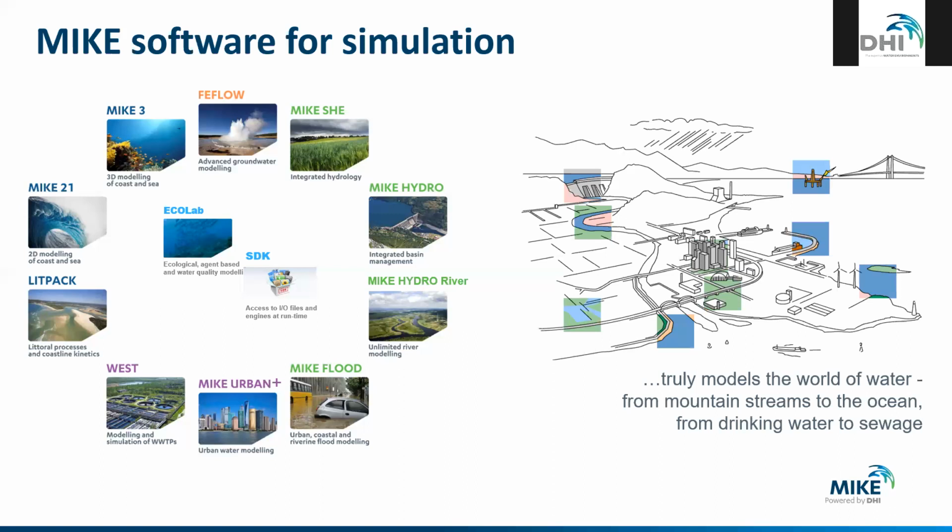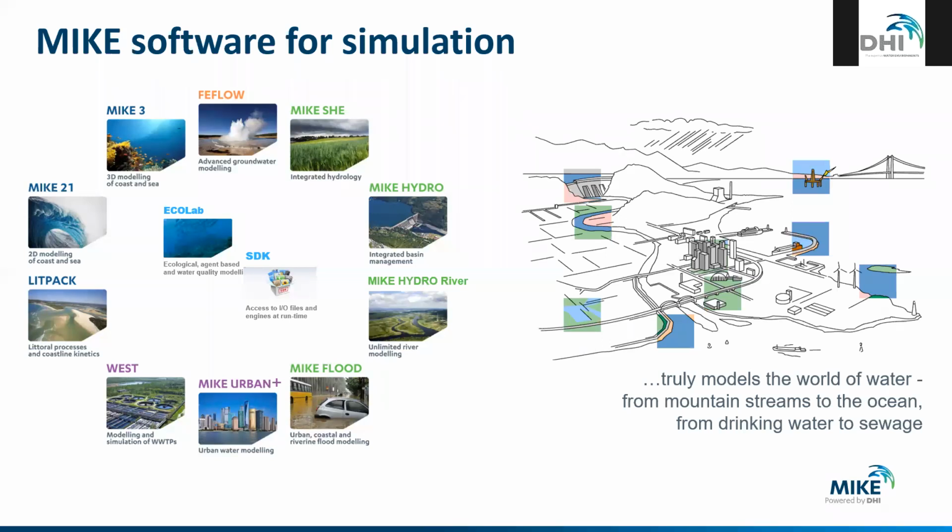We then have LitPack, which is our coastal process simulation software. And that can be used for very localized reaches of coastline, right through to whole shoreline management cells and whole coastlines. And this typically is used to look at the kinetics of coastline processes and evolution over time, long-term evolution of shoreline profiles.